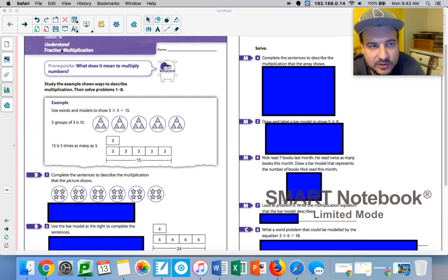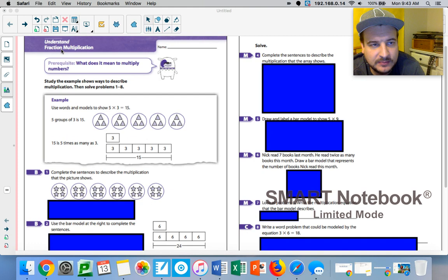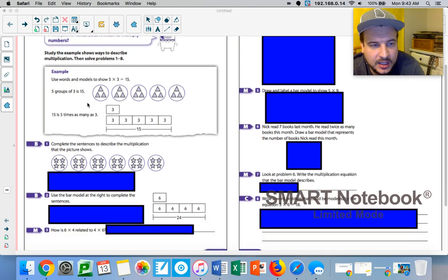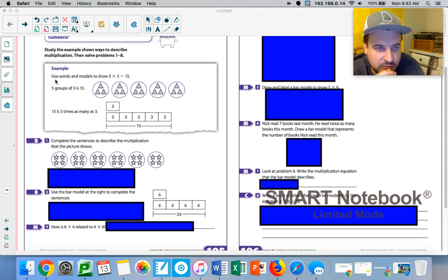So we're understanding multiplication, dealing with a fraction and a whole number. Use words and models to show 5 times 3 equals 15. 5 groups of 3 is 15. 15 is 5 times as many as 3. So this is both ways you see multiplication. This is a multiplicative comparison. And this is a model, a group of 5 with 3 in each one.